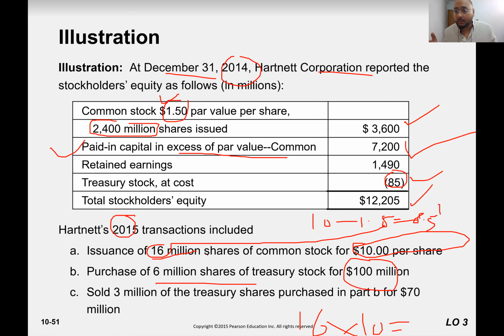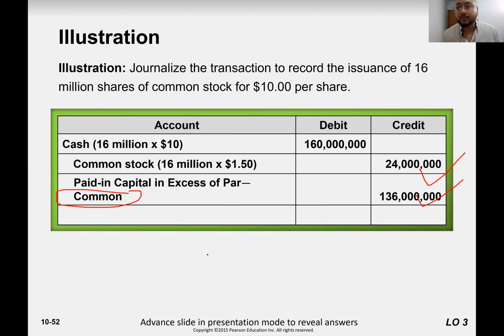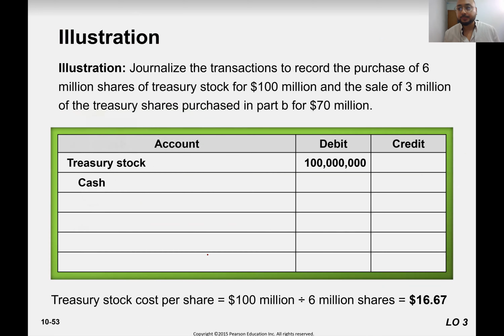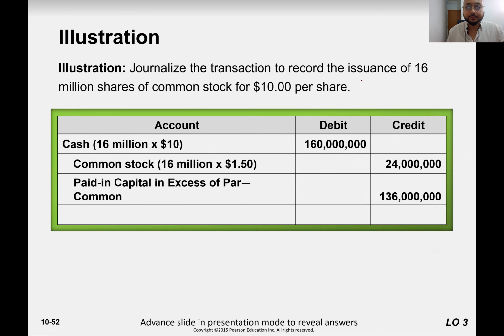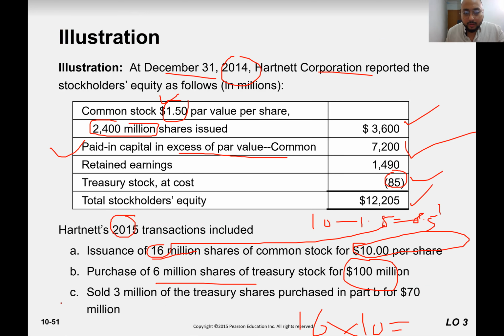So there is no par value here. So we purchase stock, cash decreases, treasury stock increases. So the answer would be treasury stock to cash, right? And the last one is: sold 3 million treasury stock in part B for $70 million. That is very important.